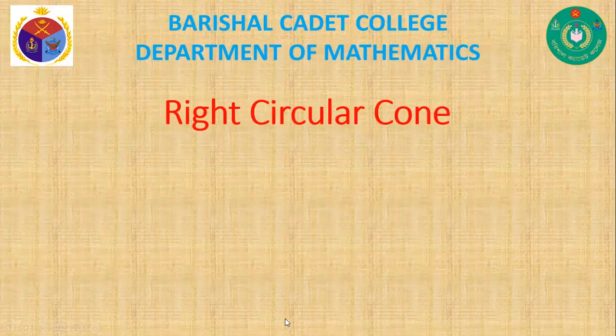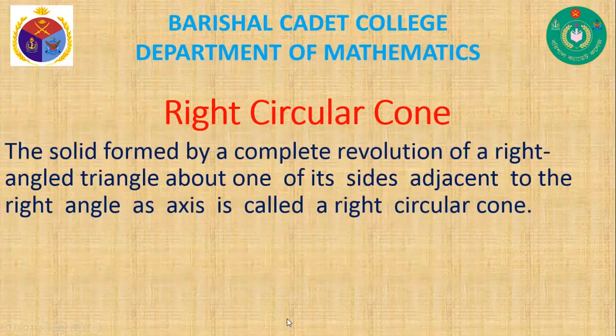Now, the right circular cone. First of all, we will know what a right circular cone is. The solid formed by a complete revolution of a right angle triangle about one of its sides adjacent to the right angle as axis is called a right circular cone. Okay boys, first of all we will see a picture.